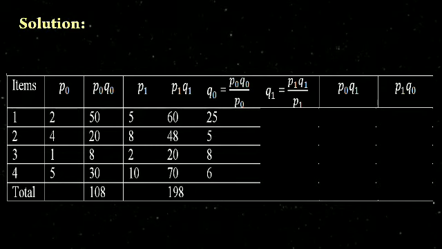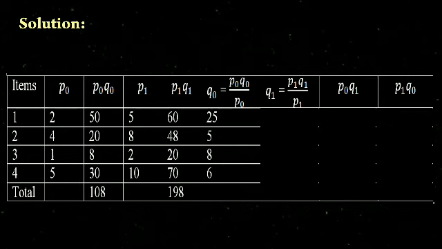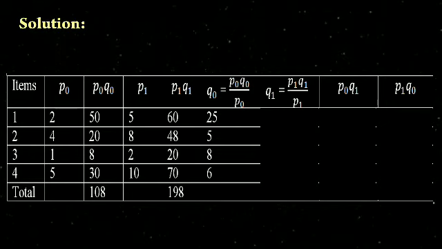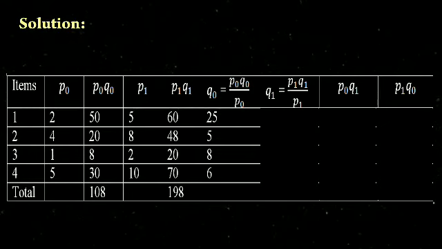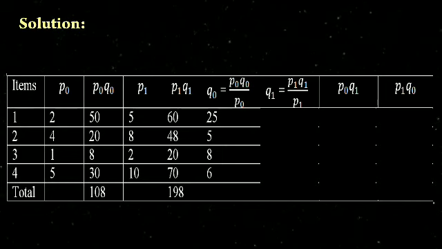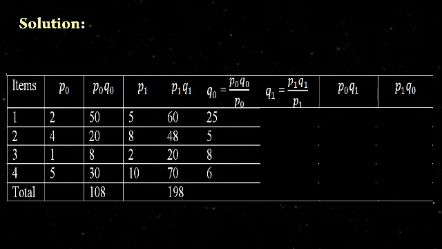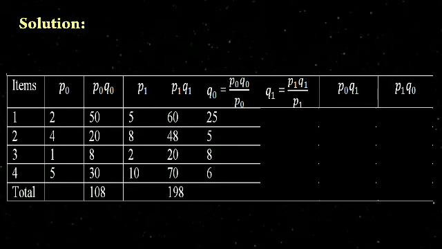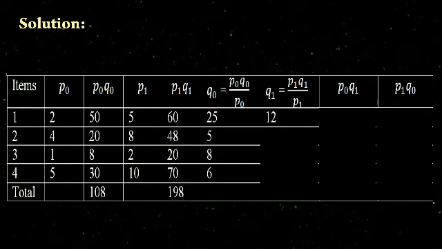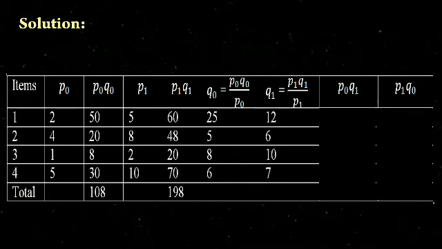Similarly compute quantities for the current year. So in the formula substitute the quantity value for the current year, Q1. So Q1 equal to expenditure for the current year, P1 Q1, divided by price for the current year, P1. Understood? Q1 equal to P1 Q1 divided by P1. Compute the values. P1 Q1 is 60 divided by 5. 60 by 5, 12. Next value 48 by 8, 6. 20 by 2, 10. 70 by 10, that is 7.